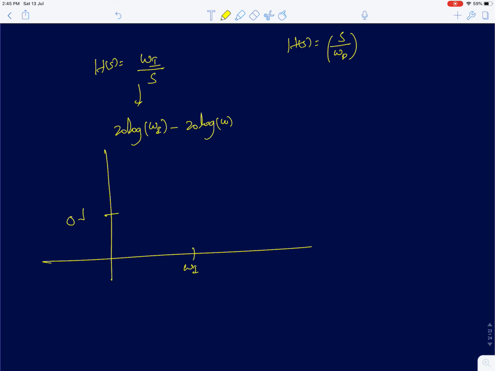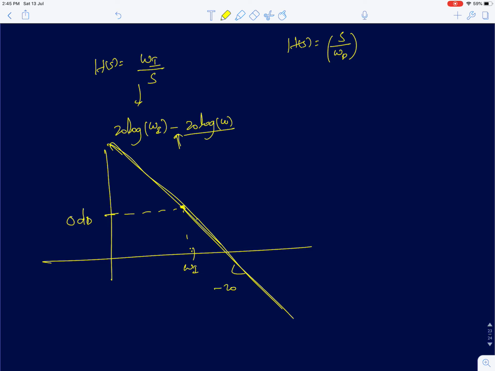So if you look at this line, it starts at when omega is 0, this is minus infinity, minus of minus infinity will be plus infinity. It will start at a very high value, and it will touch the 0 dB line when omega equals omega I, and then roll off afterwards with a slope of minus 20 dB per decade.